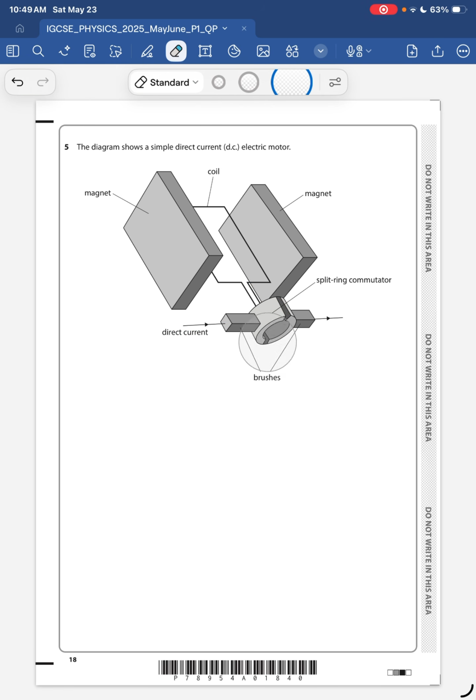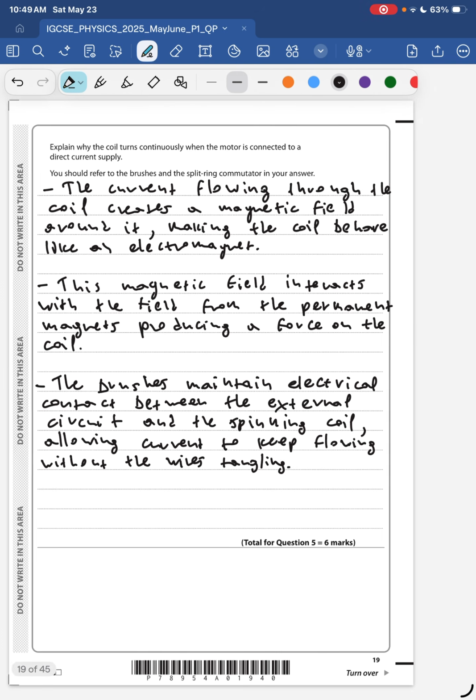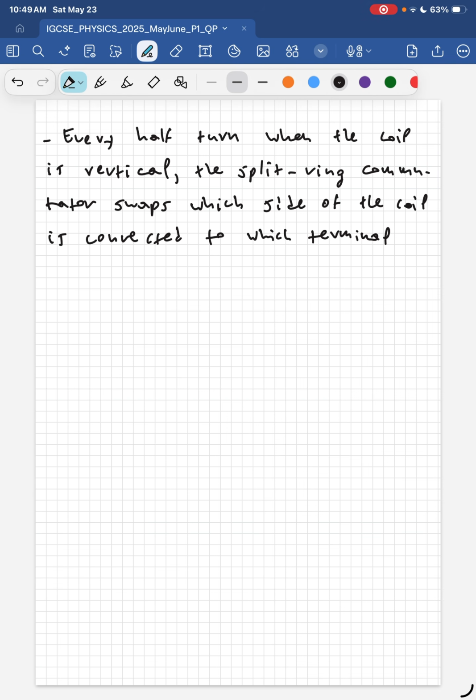I hope it makes sense. I'm pretty sure it's confusing because it's really hard to describe on an iPad, but I hope it makes sense. So let's go back. We talked about the half turn thing. So this reverses.